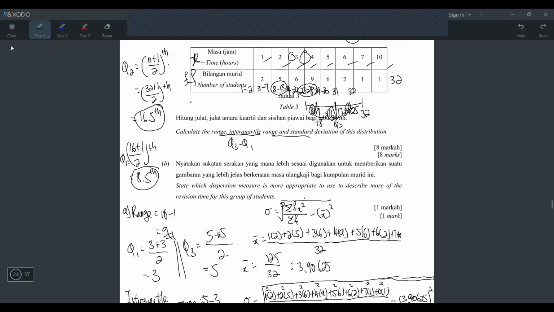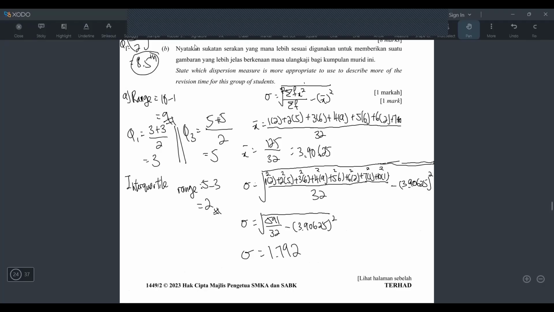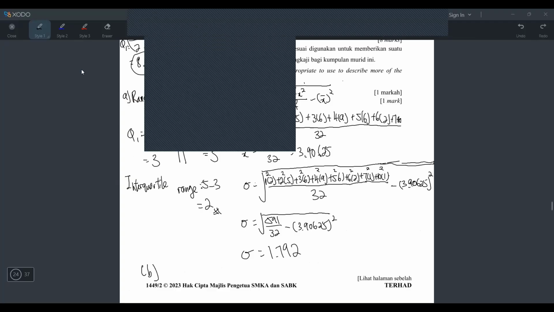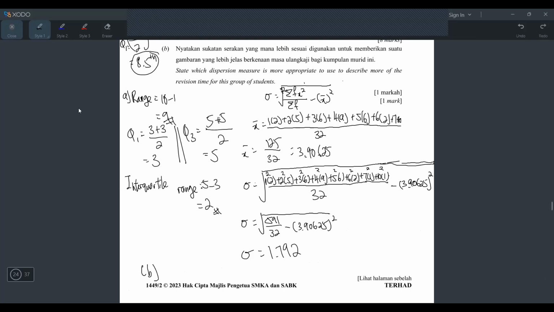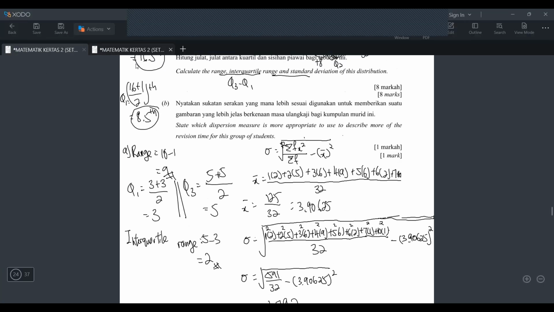B says, state which dispersion is more appropriate to use to describe the revision time for this group of students. So they ask which dispersion is more appropriate. What are all the measures of dispersion that we have learned?